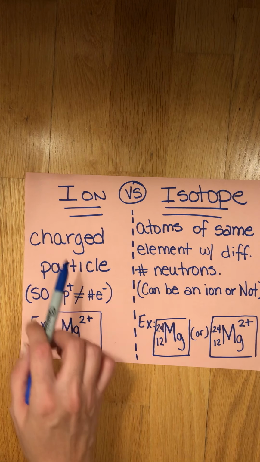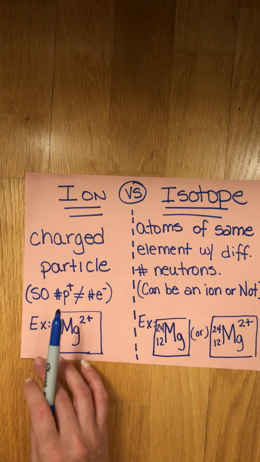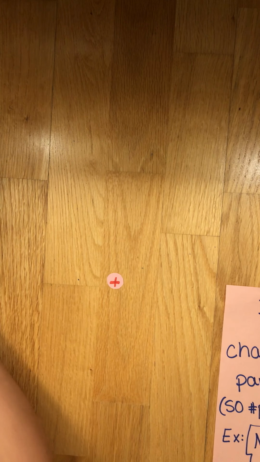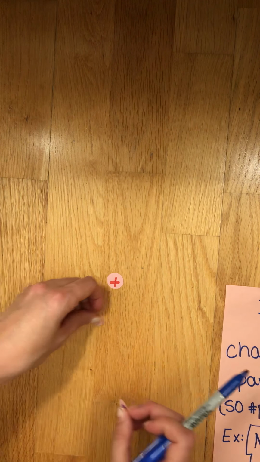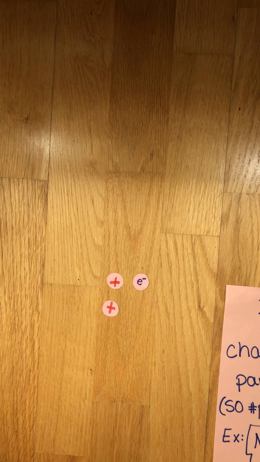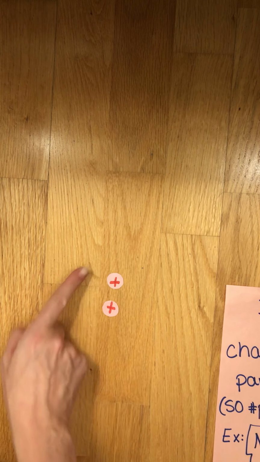In other words, the only way an atom can be charged is if its number of protons, so here's a proton, does not equal its number of electrons. So in this instance, they don't equal each other. I have an extra positive, which means I lost an electron. So this is charged, a leftover charge of +1. In this instance, this is not charged, this is neutral.